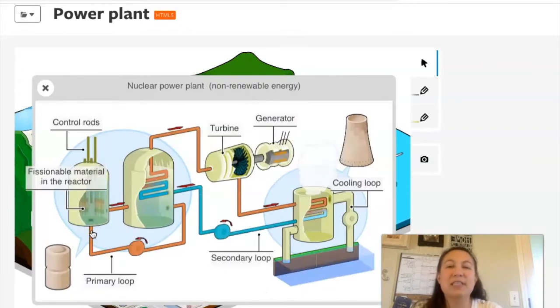Nuclear power does the exact same thing, but notice that instead of a fire here, which produces that carbon we were talking about, you have fissionable material in your reactor. The control rods move in and out of this reactor to moderate it. Notice it's filled with water. That water gets hot. The hot water goes over here. The water turns to steam. The steam turns the turbine, which turns the generator.